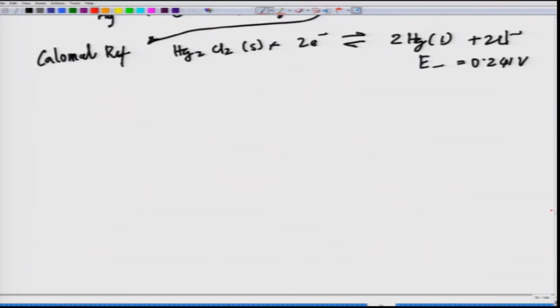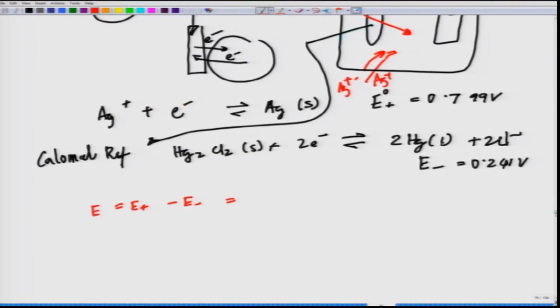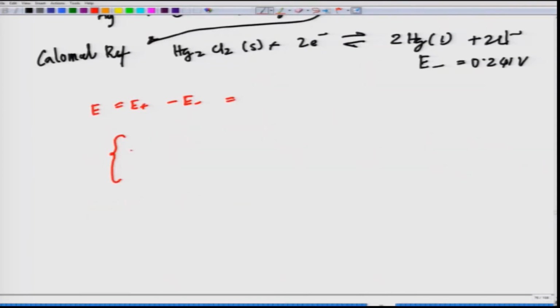So, now if you look at it, the way the equation will pan out will be E equals E plus minus, we have already talked about the values, 0.799. Now, let me plug in the values. The values will look like something like this: 0.799 minus 0.0596 log 1 upon Ag plus, which is your analyte you are trying to find out.